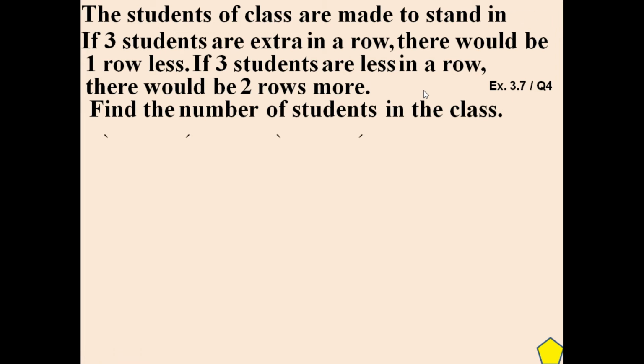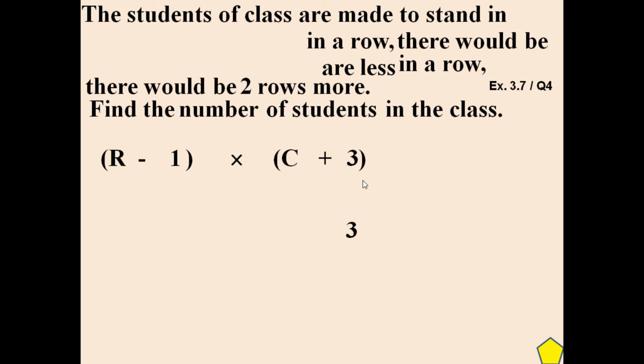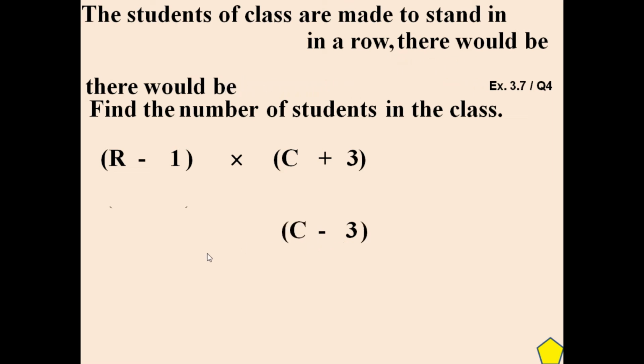If 3 students are extra in a row, that implies that 3 students have increased in a column. So, the column has become C plus 3, right? So, children have increased in a particular row means columns have increased. And there would be one row less. So, the rows will decrease because the number of students in a row has increased. However, if 3 students are less in a row, that means the columns have decreased by 3, there would be 2 more rows. So the rows have increased by 2.